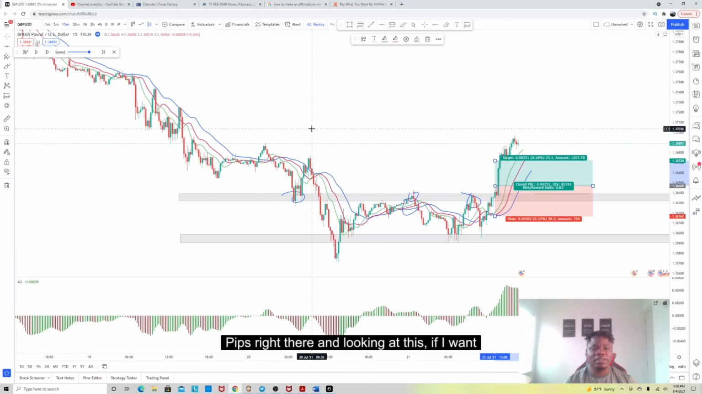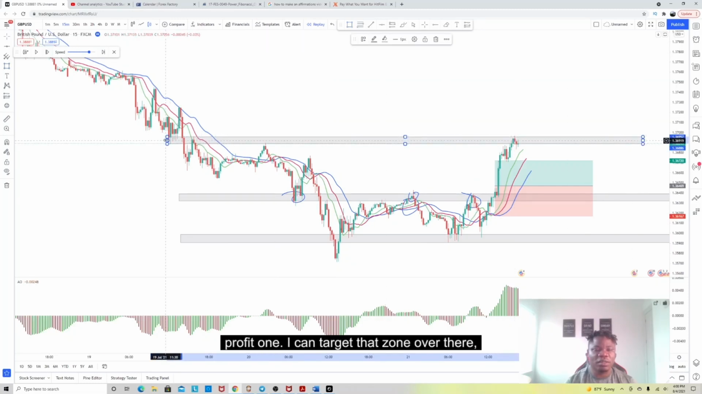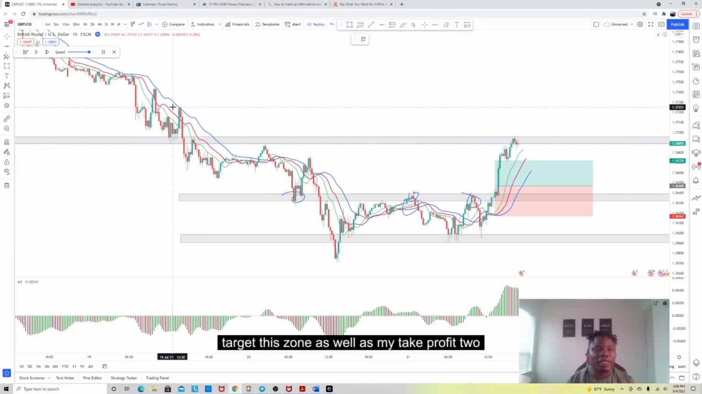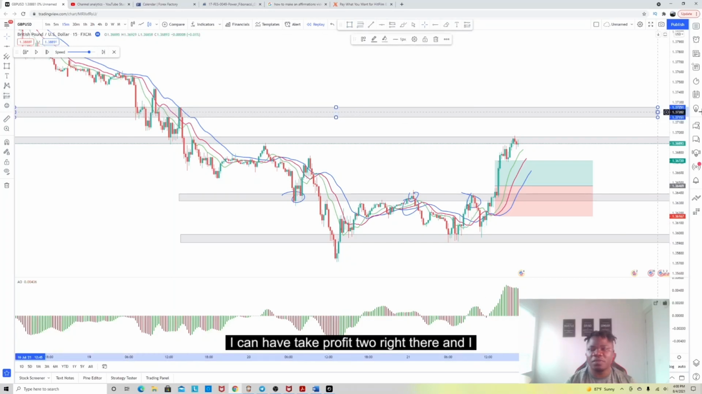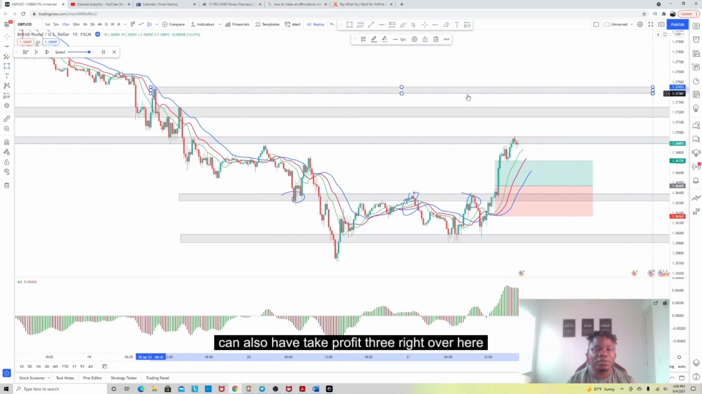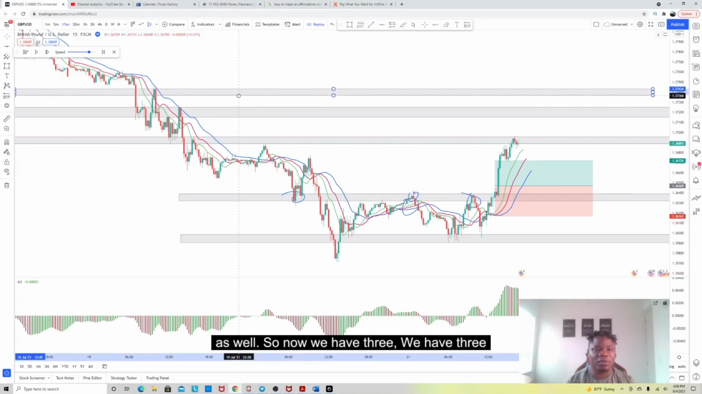And looking at this, if I want to target my take profit, I can have multiple take profits if I want to. So for this strategy, let's say we're going to have 3 take profits. For my first take profit target, I can easily target that zone over there as my take profit 1. And also if I want to, I can target this zone as my take profit 2, and I can also have take profit 3 right over here as well. So now we have three take profits right there.